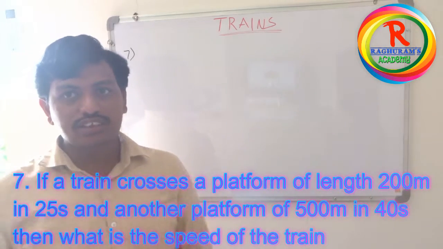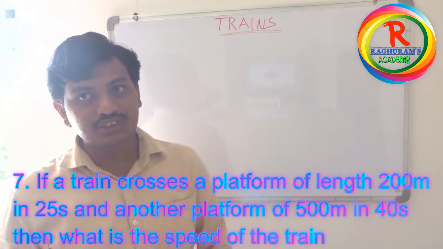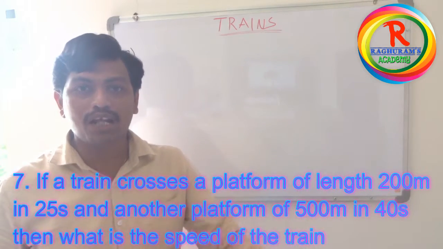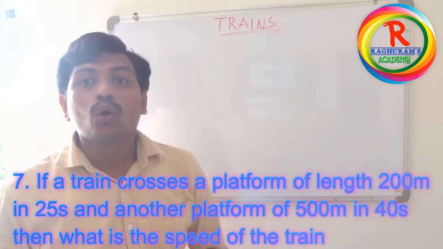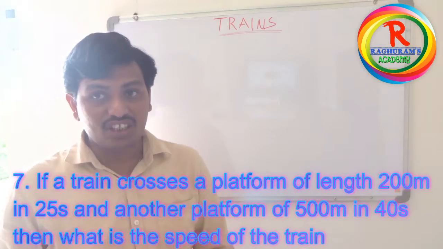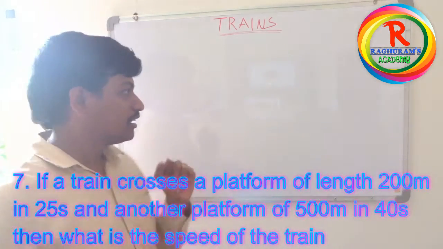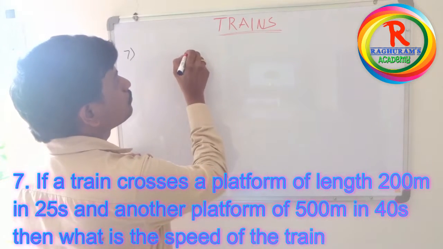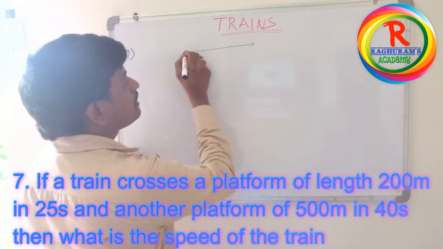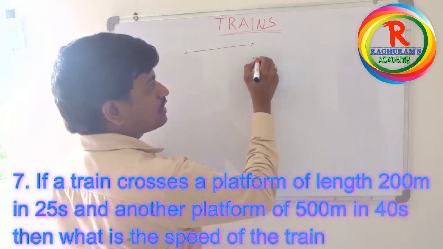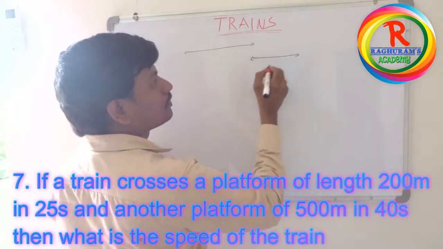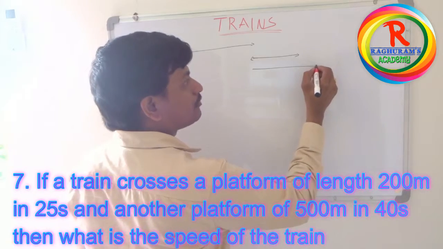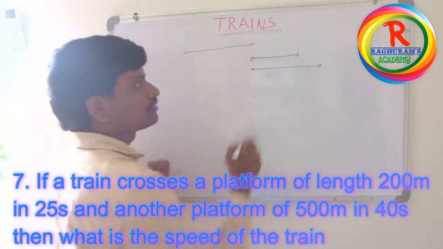Let us say a similar problem, 7th problem. If a train crosses a platform of length 200 meters in 25 seconds and another platform of 500 meters in 40 seconds, then what is the speed of the train? Similar problem, but here the train is crossing two platforms.